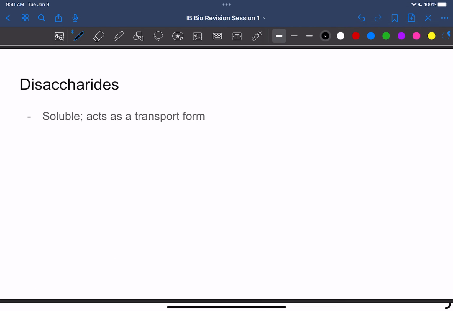Our next one here is going to be maltose. Maltose is really easy.